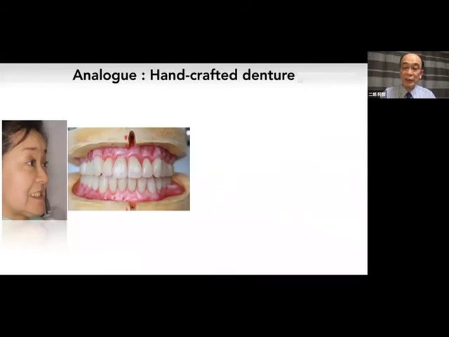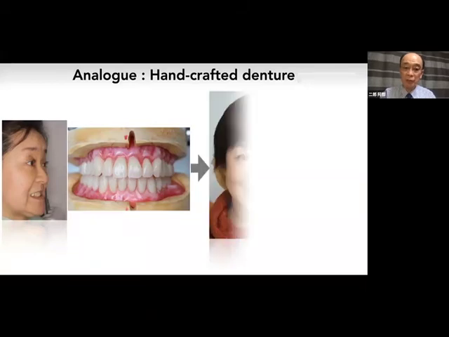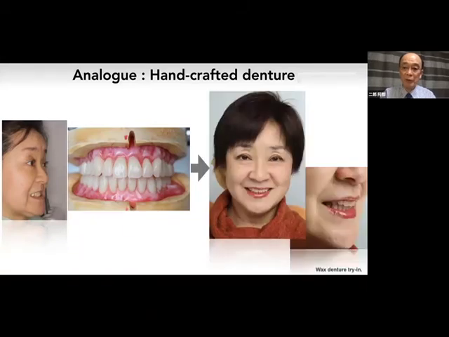Actually, the dental technician fabricated a wax denture and arranged the wax denture three times to satisfy the patient with our wax denture. Very difficult. She looks very beautiful, like a class 1 look.